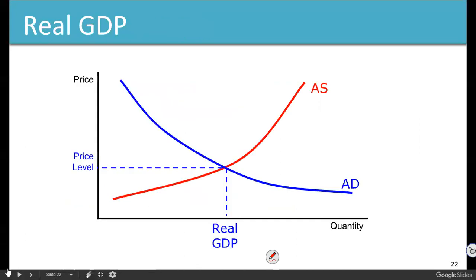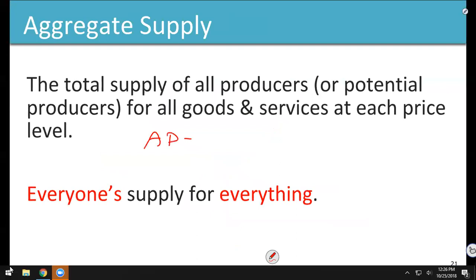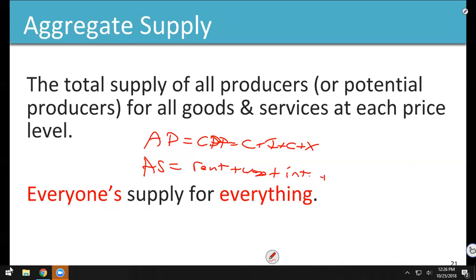So when you put it together, remember how I said three slides earlier I had the AD equals DB, GDP equals C plus I plus G plus X? But if you're really bored, don't be this bored. Aggregate supply, that's going to be all of that: rent plus wages plus interest plus net factor payments plus all that crap that I told you to never learn.